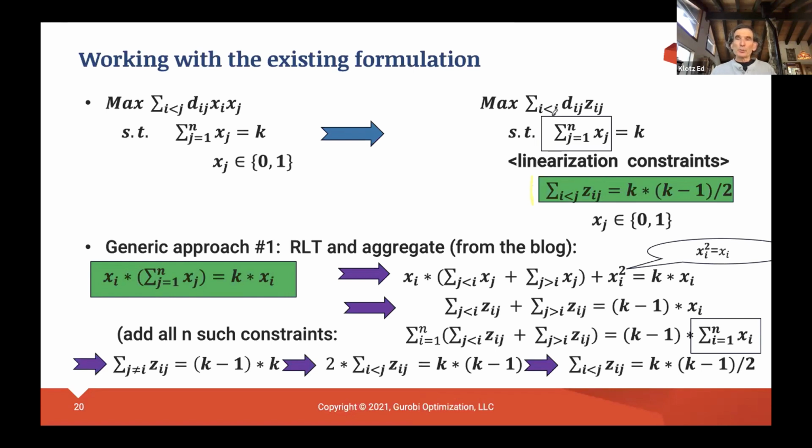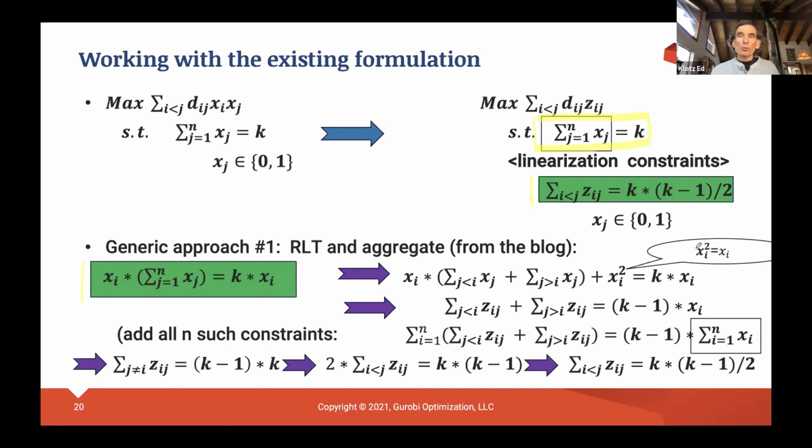So what we do is we start with our cardinality constraint, and then we create n new constraints, where in each case we multiply this constraint by one of the binary variables. So we do that for each of the n binary variables, and then we just make use of various facts that are present in this formulation.